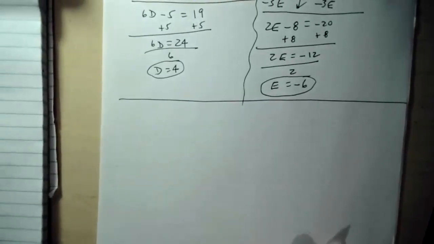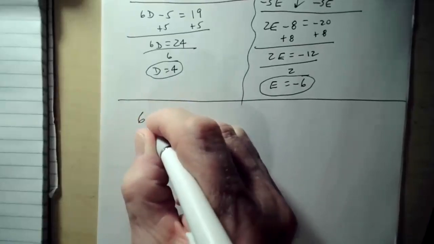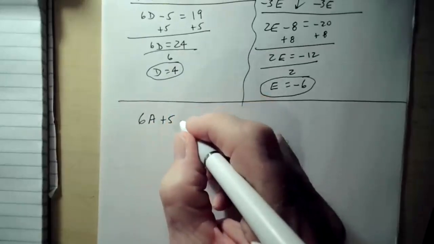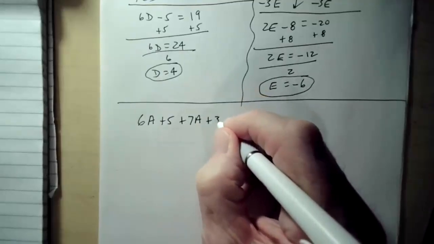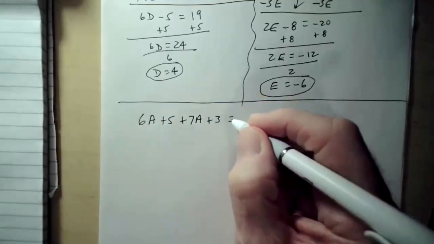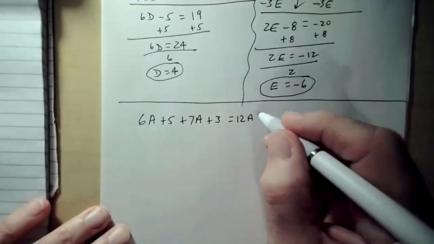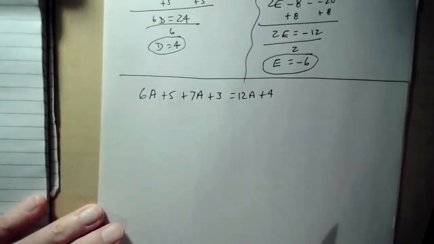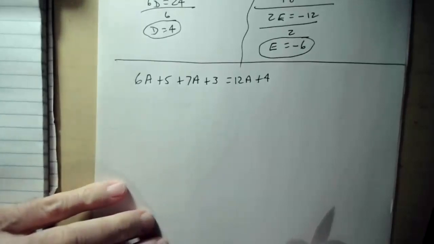Now get this if you're so doggone smart. Now, like I said, these problems, they really don't get any more difficult. They just get longer. So if we have 6a plus 5 plus 7a plus 3 equals 12a plus 4. I don't know about you, but I see a problem like this, my brain goes numb. Oh, I can't do this.